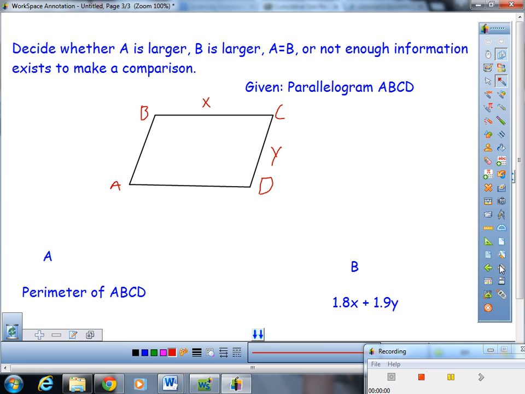This will be the last question we officially review, and then I'll kind of read you guys some things over the test, but I won't do that on the computer. I only give this to you because it's a different style of question, one that you're not used to. It's a multiple choice question. Determine whether A is longer, A is the perimeter of ABCD, whether B is longer, B is 1.8x plus 1.9y, whether these two things are exactly the same, or whether you do not have enough information.